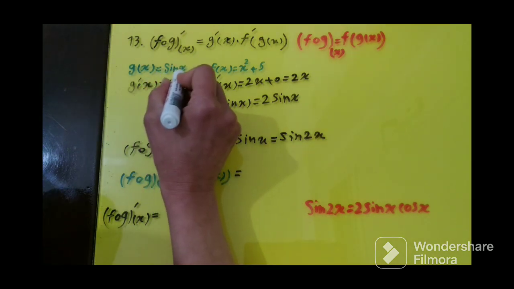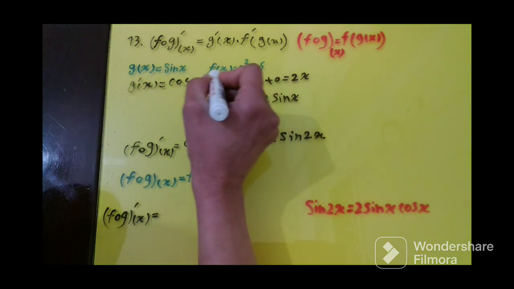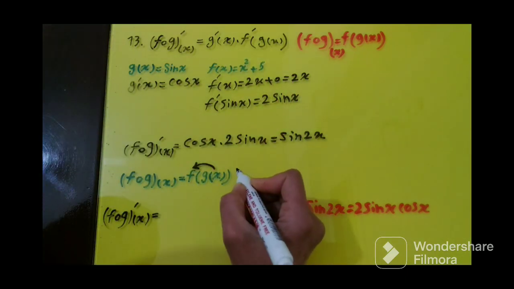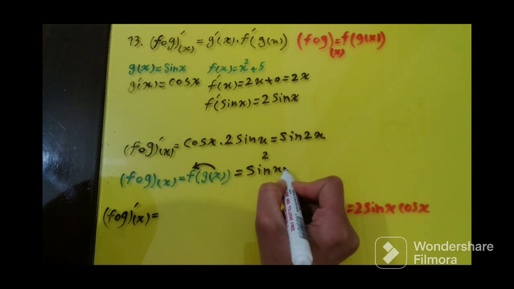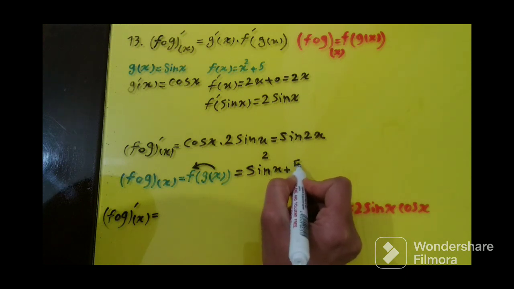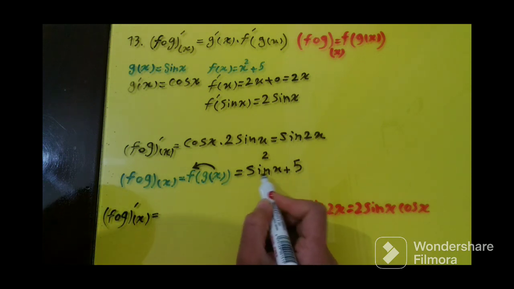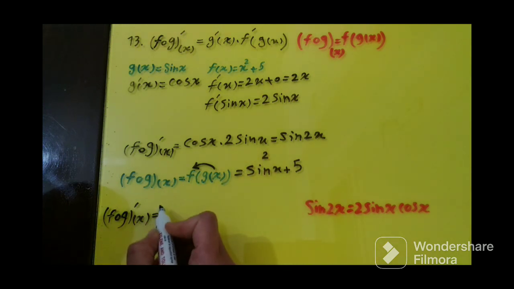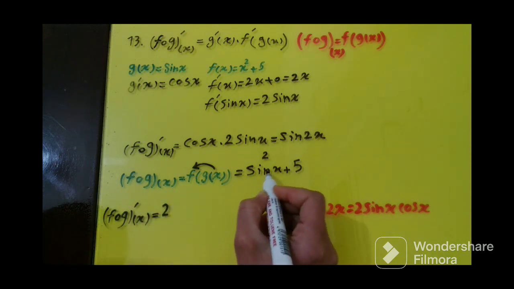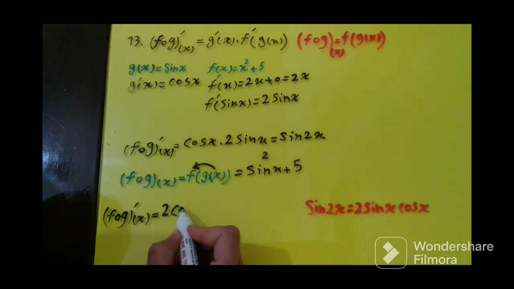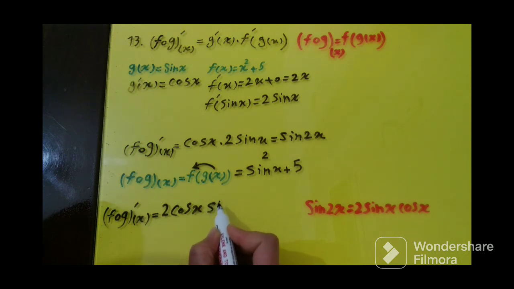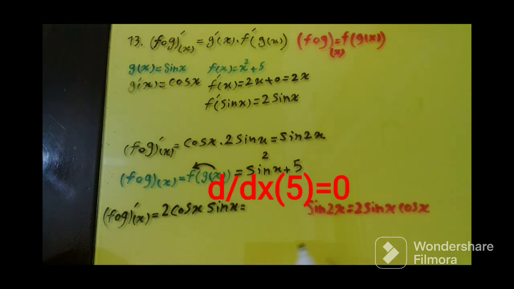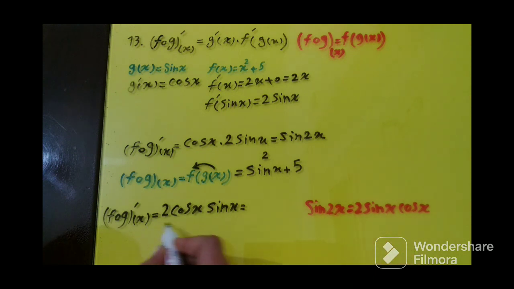In another way, first we can replace g instead of x in f. So we should replace sine x instead of x in this function. It's sine squared x plus 5. For getting the derivative of this term, first you should bring the power down. It's 2. Now, you should get the derivative of sine. The derivative of sine is cosine. Now, you should reduce the power by 1. It's sine x. According to this trigonometric formula, we can replace this term with sine 2x.